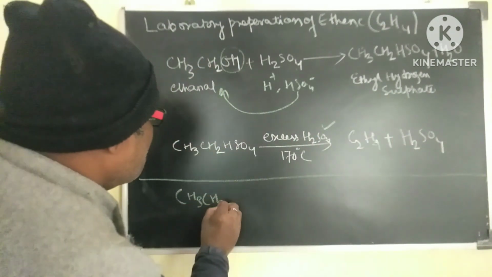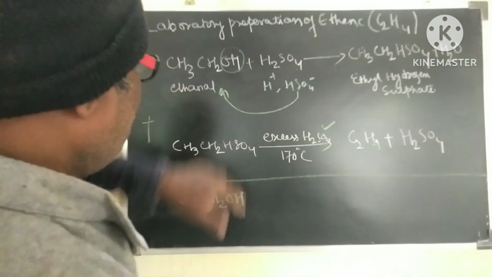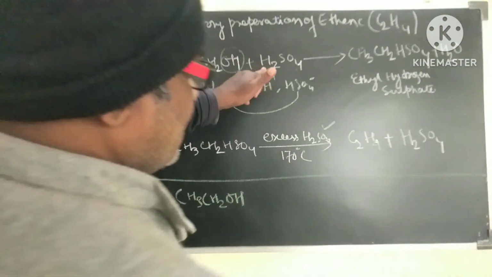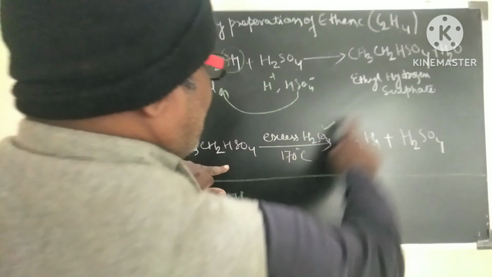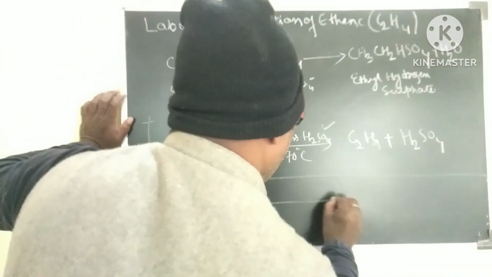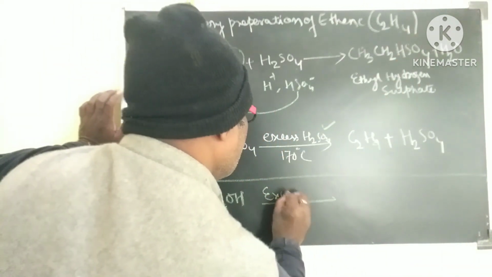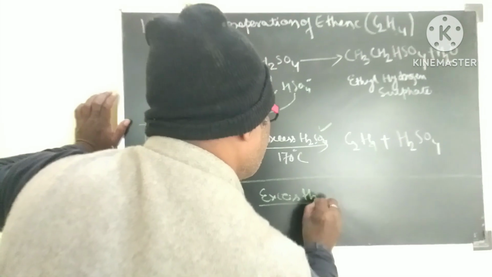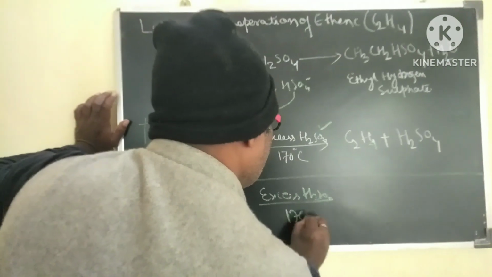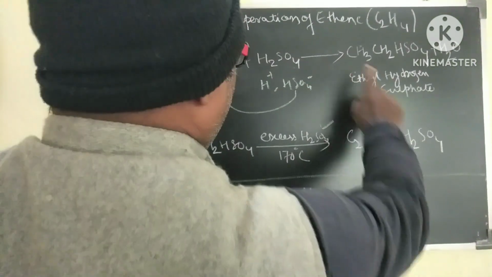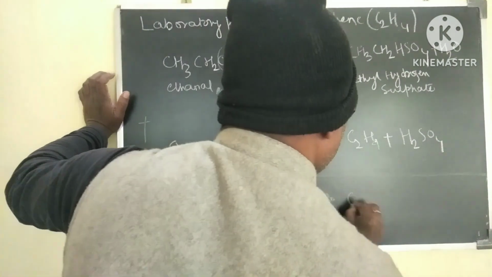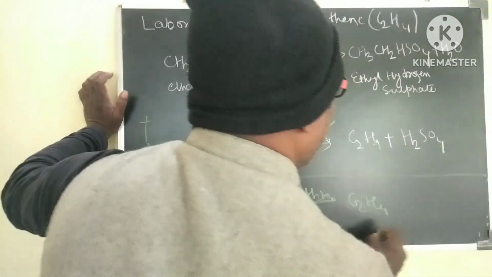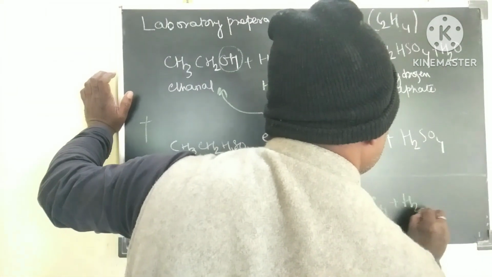CH3CH2OH. On the left hand side, this gets cancelled off with this, and this gets cancelled off with this. So finally we have here excess of H2SO4 at 170 degrees Celsius, and on the right hand side we have C2H4 plus H2O.